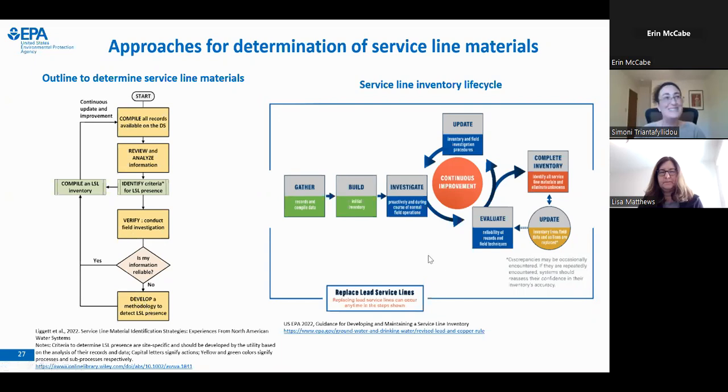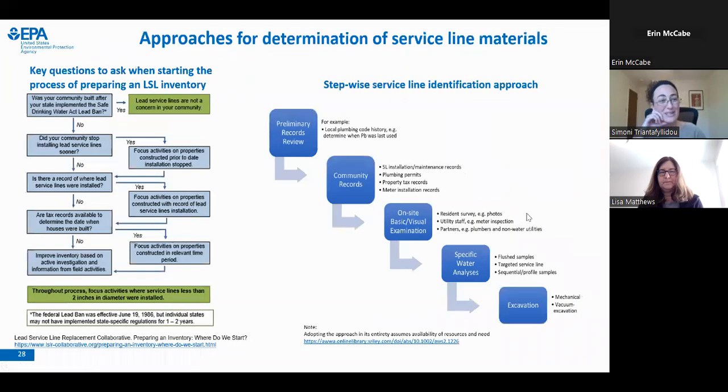On the right here, you can see a different framework suggested in the US EPA's guidance for developing and maintaining a service line inventory. It's very similar, with action verbs here, loops for continuous improvement, and evaluations and updates as well. Here's a few more approaches. On the left, you can see information from the lead service line replacement collaborative in the form of key questions to ask when starting the process of preparing an inventory. And on the right, this stepwise service line identification approach that I mentioned previously.